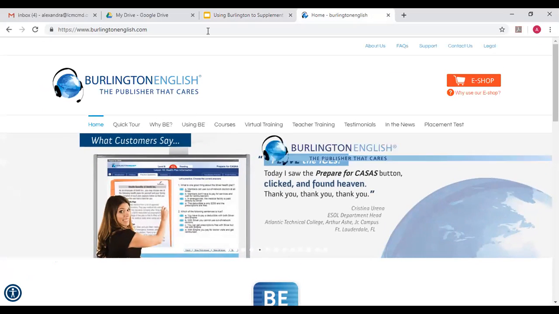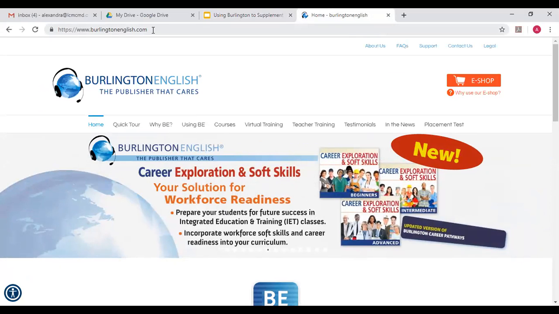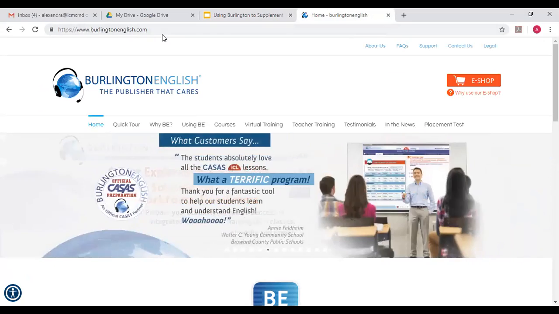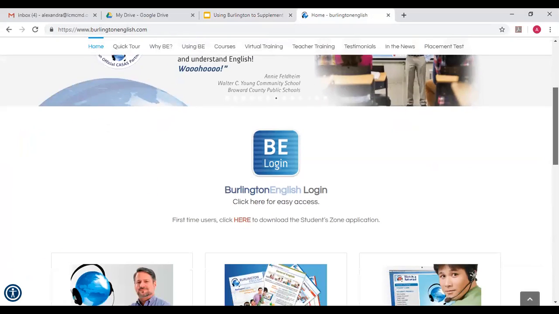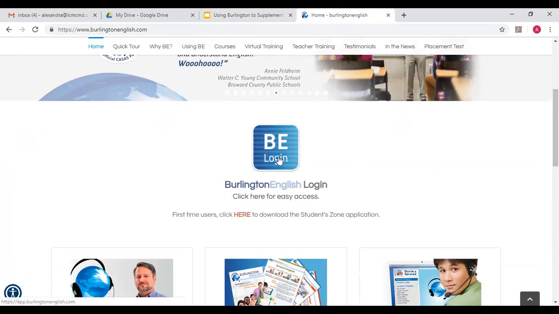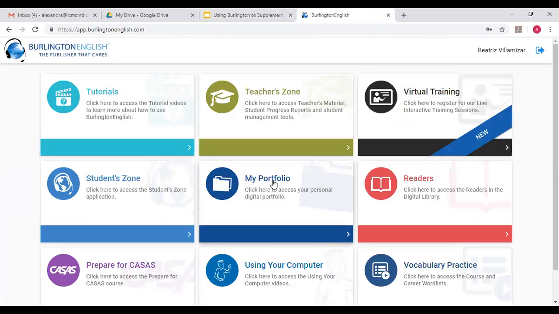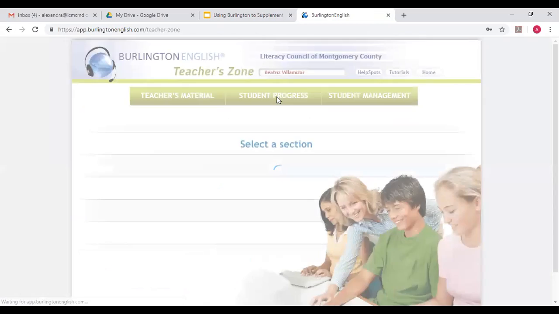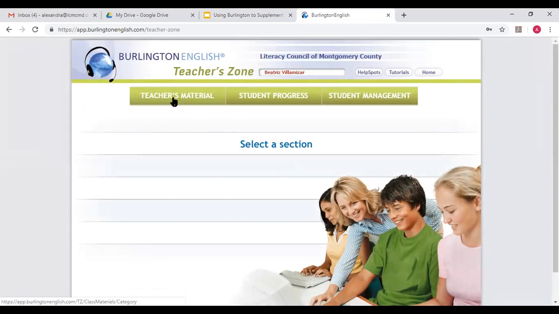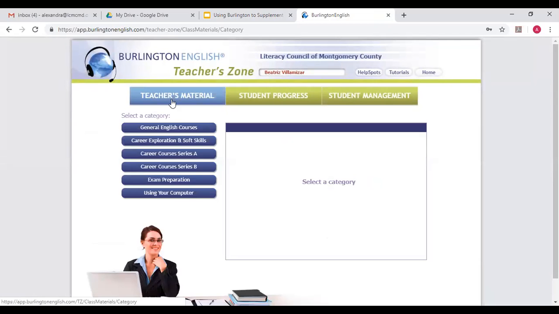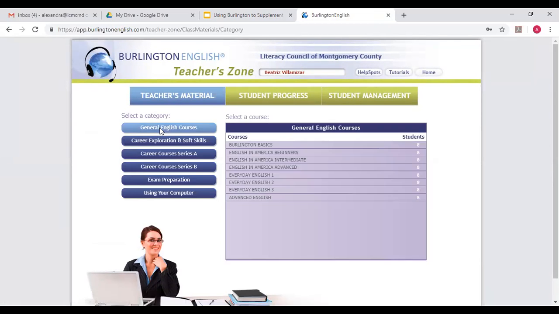So here, as you know, when you go into the Burlington English website, www.burlingtonenglish.com, you can access the teacher zone. So by clicking here, I already have my login information. So I'm going to log in. And here under teacher zone, then I'm going to click teachers materials, and then general English courses.